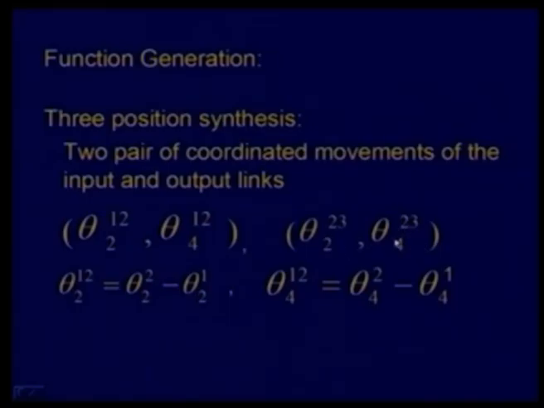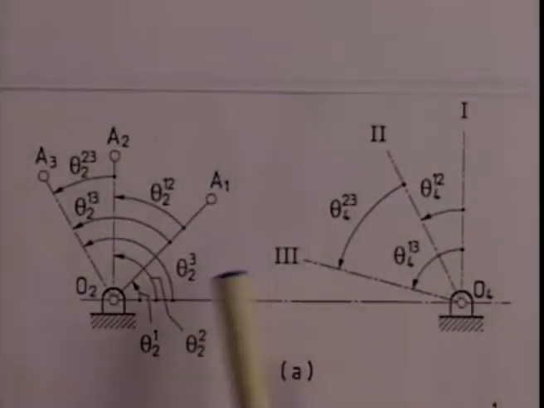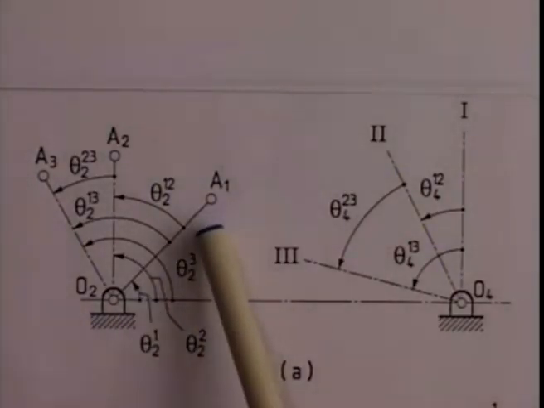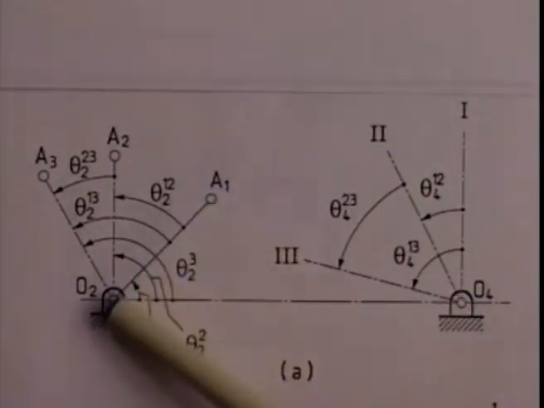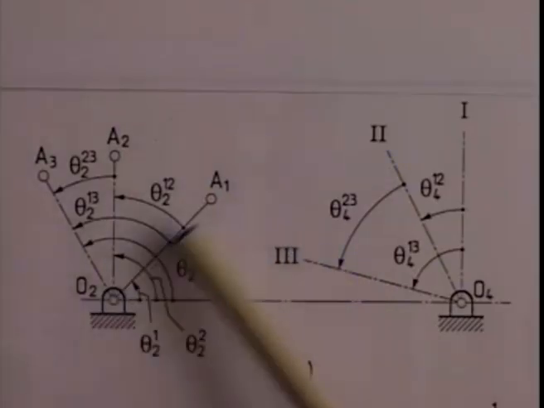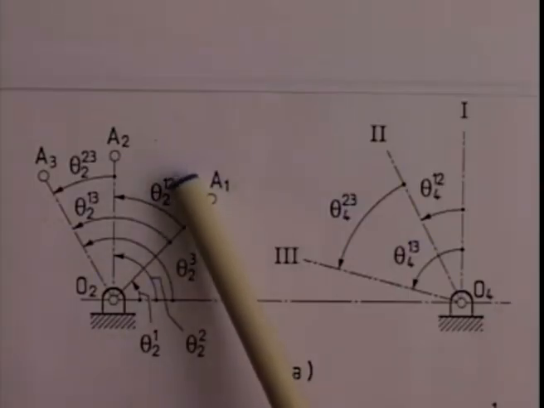Let me now explain these symbols with reference to a figure, and then explain how to graphically synthesize the 4R linkage such that these 2 pairs of coordinated movements are achieved. This figure explains the symbols that we have just now talked about for 3-position synthesis of a 4R function generator. Let O2 and O4 be the 2 fixed pivots that define the line of frame O2, O4. The input link is O2A. Now, as this input link moves from position 1 to 2, the rotation is theta 2 1 2.